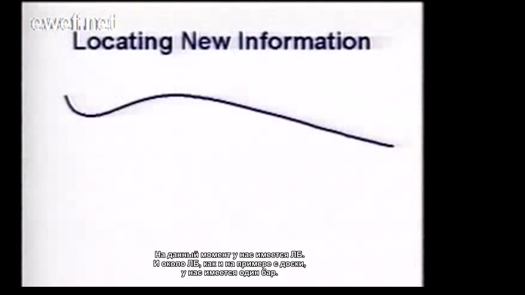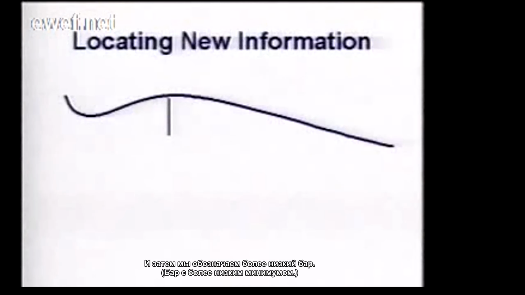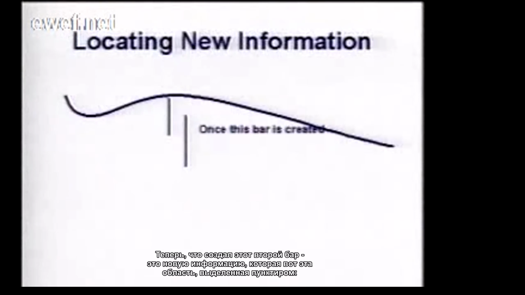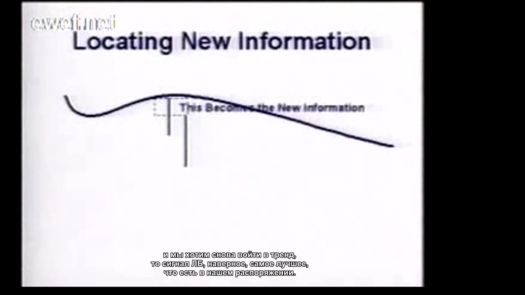Again, we're locating new information. Now at this point, what we have is the balance line. And on the balance line, just as we illustrated on the board, we have a bar. And then we come in with a lower bar. Once this second bar is created, the new information is that block right there, the difference between the highs. So if we're looking for a place to buy, and we're in a trend and the trend backs up and we want to get back into the trend, then the balance line signal is probably the best deal we have. So that becomes new information.